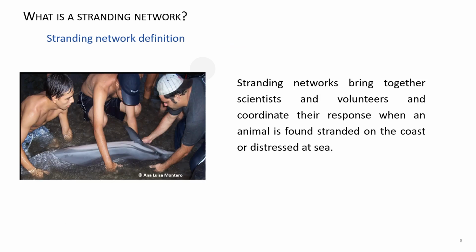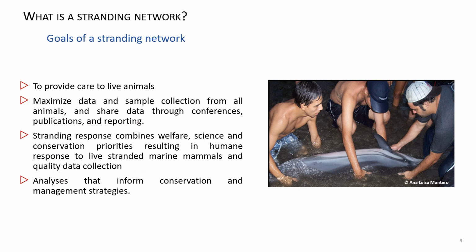What is a stranding network? A stranding network brings together scientists and volunteers and coordinates their response when an animal is found stranded on the coast or distressed at sea. The goals of stranding networks are to provide care to alive animals, maximize data and sample collection from all animals, and share data through conferences, publications, and reporting. The stranding response combines welfare, science, and conservation priorities, resulting in humane response to live stranded marine mammals and quality data collection and analysis that inform conservation and management strategies.